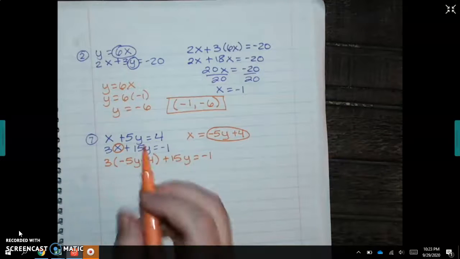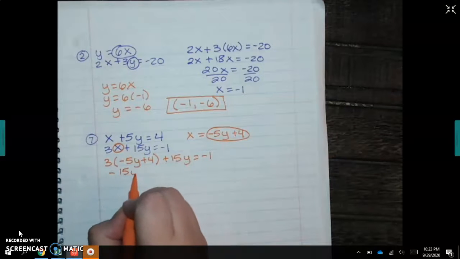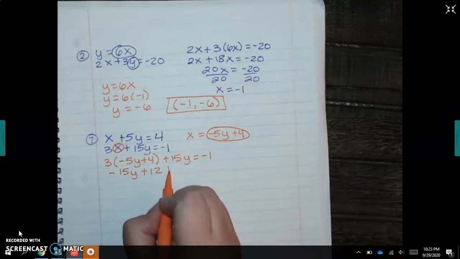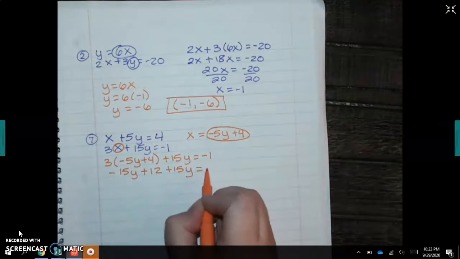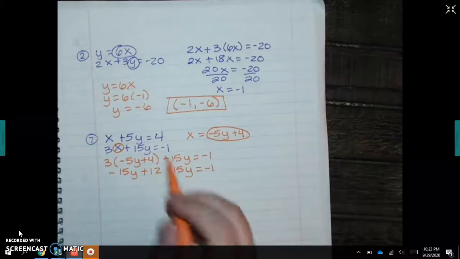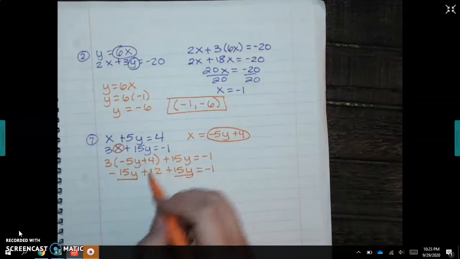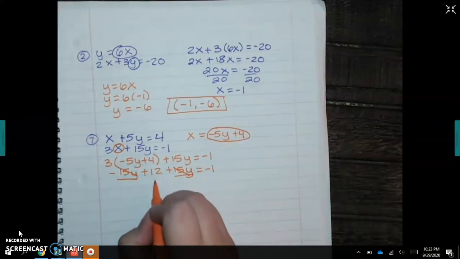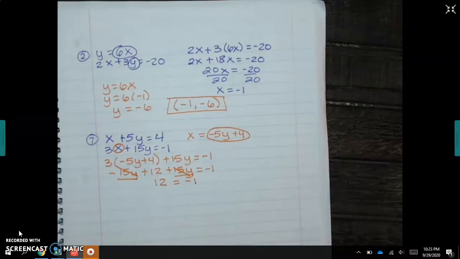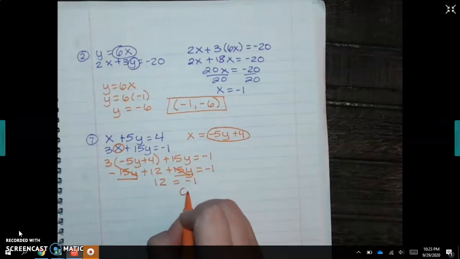You will now distribute, which will give you negative 15y plus 12 plus 15y equals negative 1. Combine like terms, negative 15y and 15y will actually add together and they will cancel out. So you're left with 12 equals negative 1. We've seen this kind of answer before when solving an equation, so it can apply as well in a system of equations. We all know that 12 will never equal negative 1. Therefore, this is no solution.